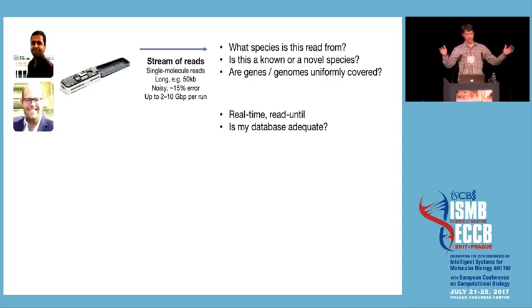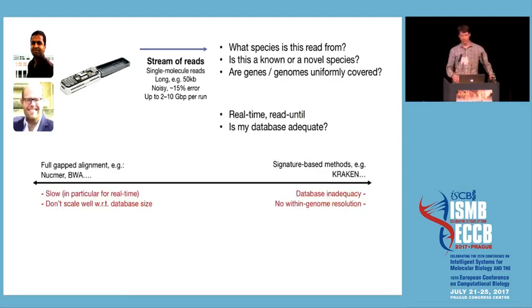If I map all of my reads to the genome, do I see uniform coverage, or do they all pile up in one region? And I want to do this in real time, and I want to do it fast enough that I can interface with the instrument if necessary, and I want to know if my database that I'm mapping to is adequate. And so we have two choices.